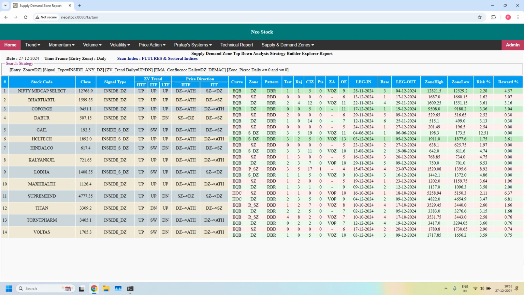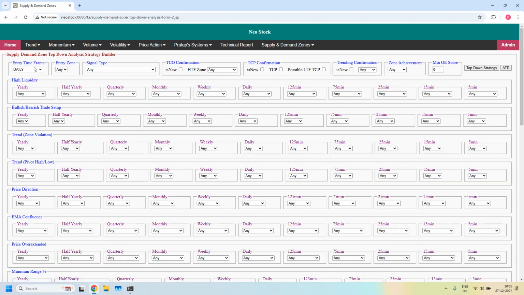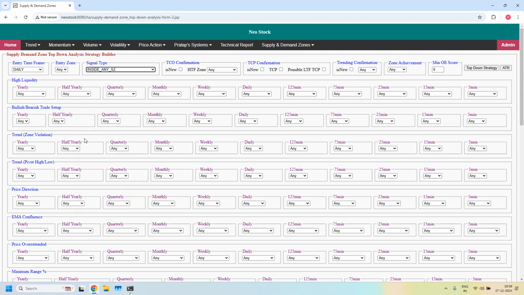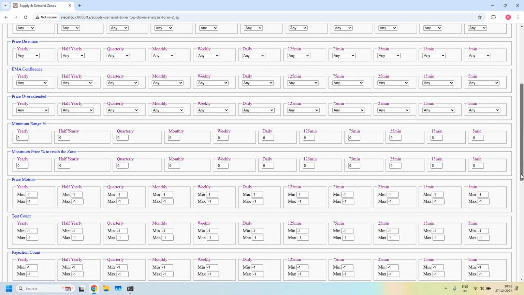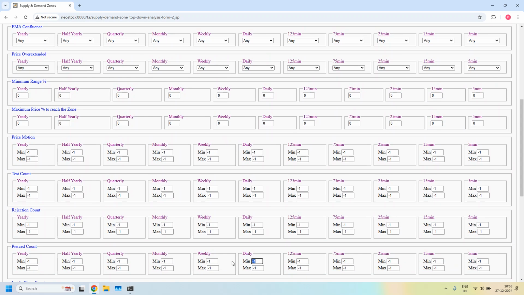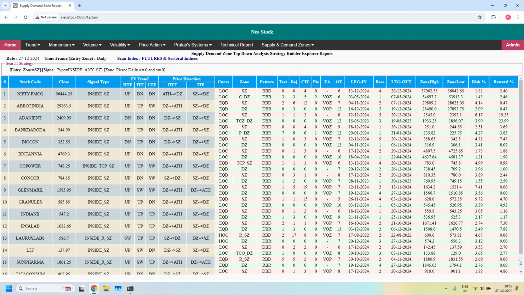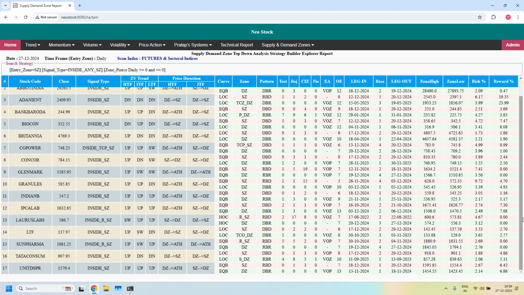Okay. Next, daily time frame. Price closed inside the daily supply zone, and these daily supply zones should not be pierced. So in the pierced count at a daily time frame, minimum value 0, maximum value 0. With this filter, the first 15 stocks in the list, I am scrolling the list down. So total 17 stocks are filtered where price closed inside the daily supply zone.